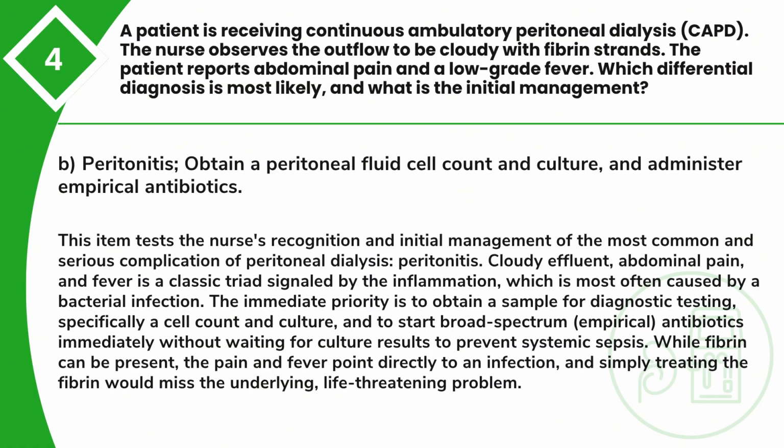Answer. B. Peritonitis. Obtain a peritoneal fluid cell count and culture and administer empirical antibiotics. This item tests the nurse's recognition and initial management of the most common and serious complication of peritoneal dialysis, peritonitis. Cloudy effluent, abdominal pain, and fever is a classic triad signaling inflammation, which is most often caused by a bacterial infection. The immediate priority is to obtain a sample for diagnostic testing, specifically a cell count and culture, and to start broad-spectrum, empirical antibiotics immediately without waiting for culture results to prevent systemic sepsis.